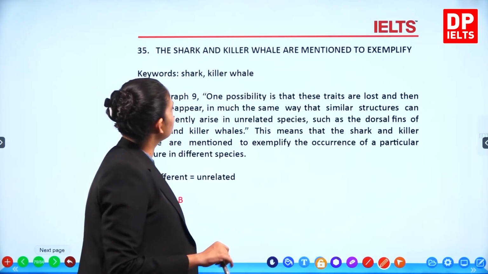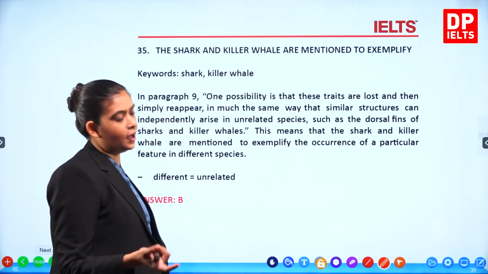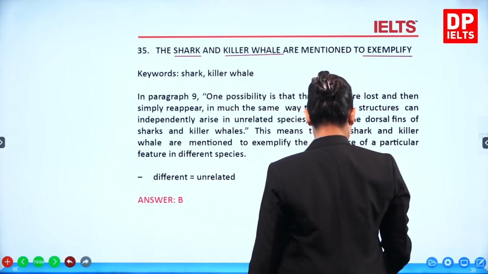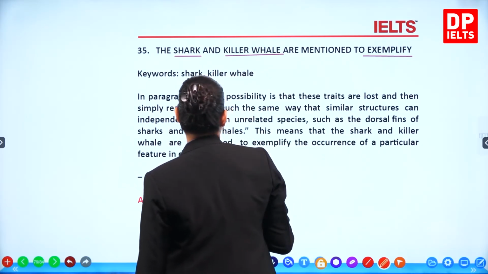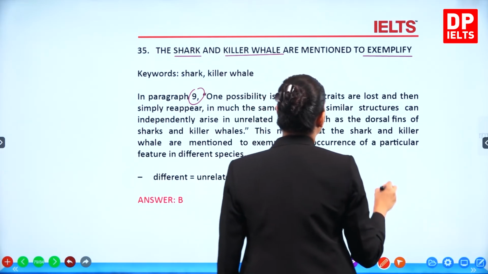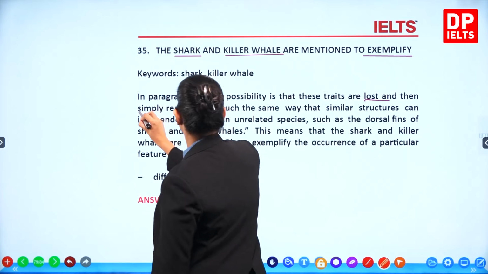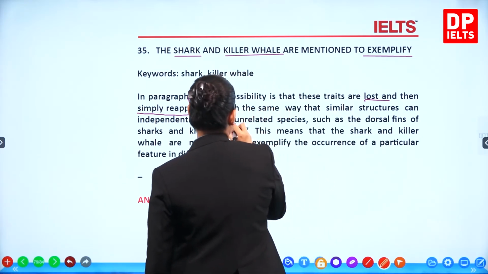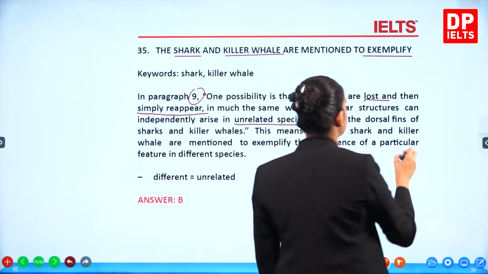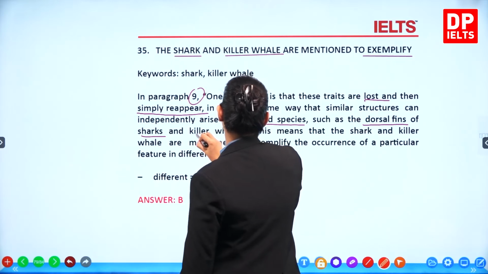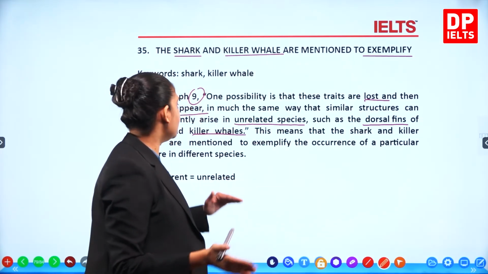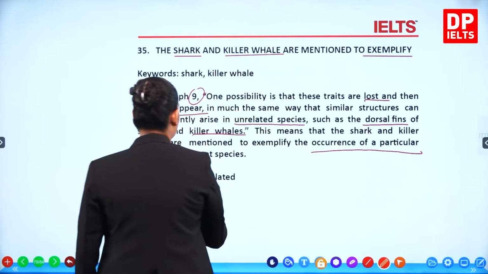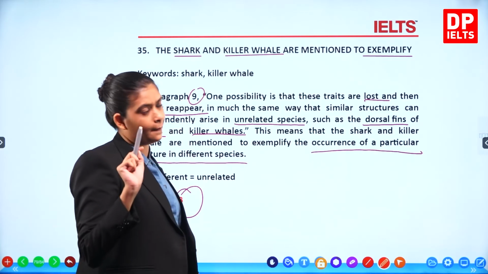35. The shark and killer whale are mentioned to exemplify what? Okay. So the shark and killer whale are used to exemplify what? Go to paragraph 9. One possibility is that these traits are lost and then simply reappear in much the same way that similar structures can independently arise in unrelated species, such as the dorsal fins of sharks and killer whales. So this means the shark and the killer whale are mentioned to exemplify the occurrence of a particular feature in different species. So the answer here would be B.